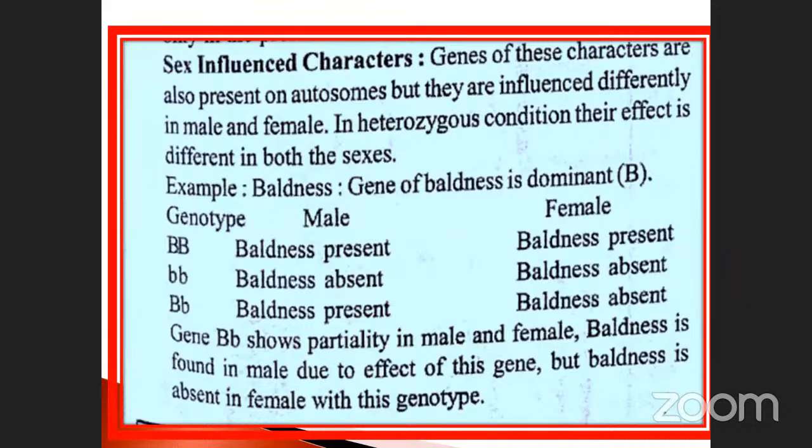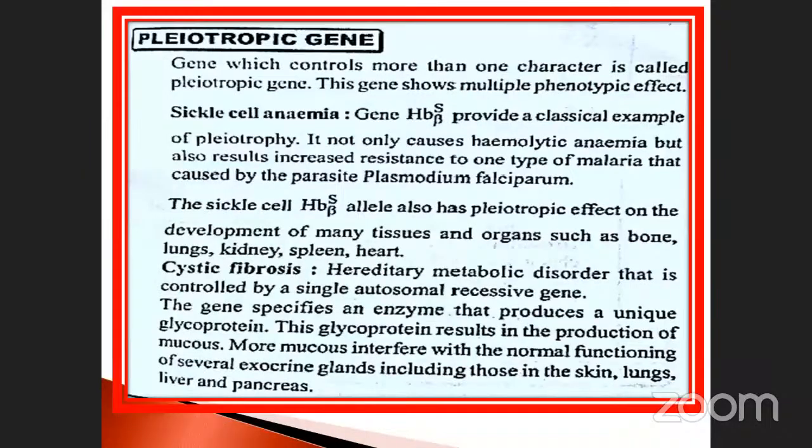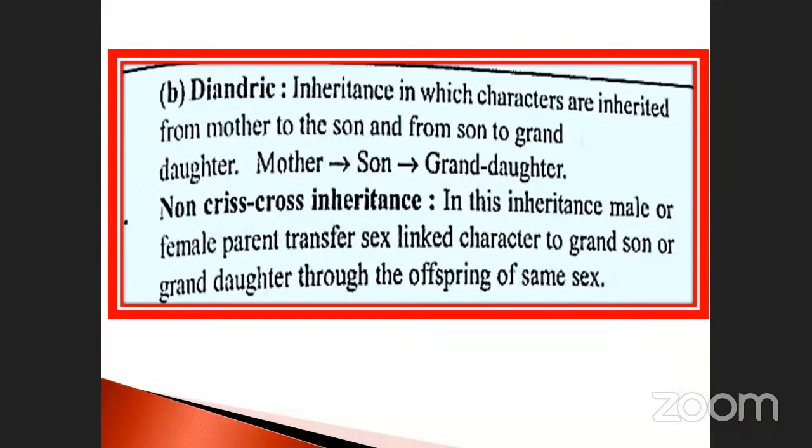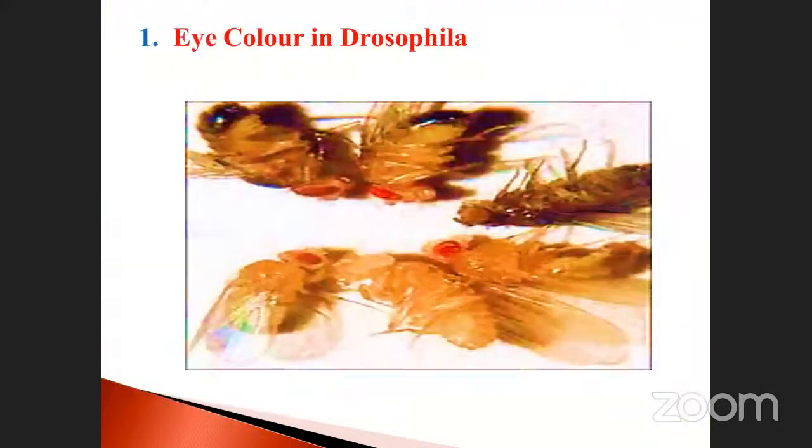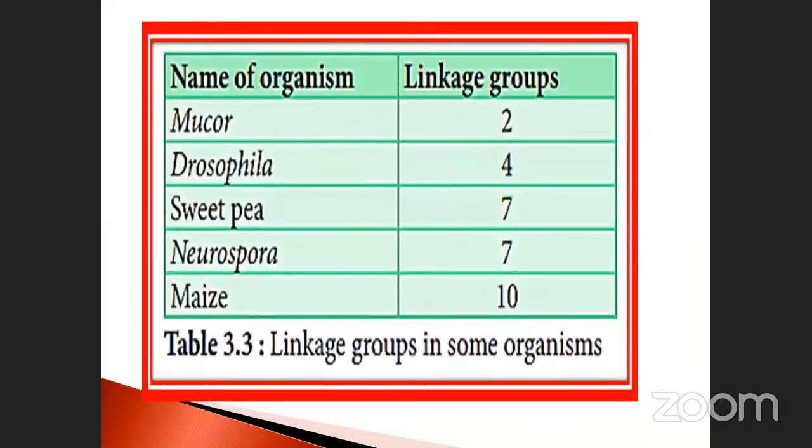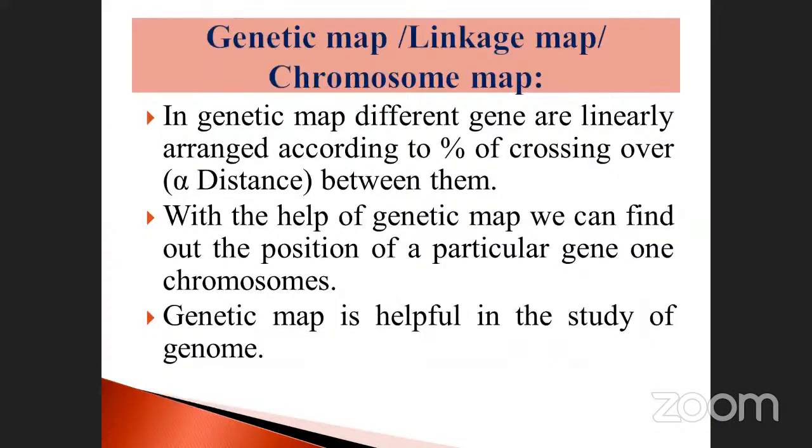Okay, so the next topic is known as pleiotropic genes. We will see the remaining things in the next classes. Okay, so what we will discuss here is just to summarize all those things. What is a genetic map, or linkage map?